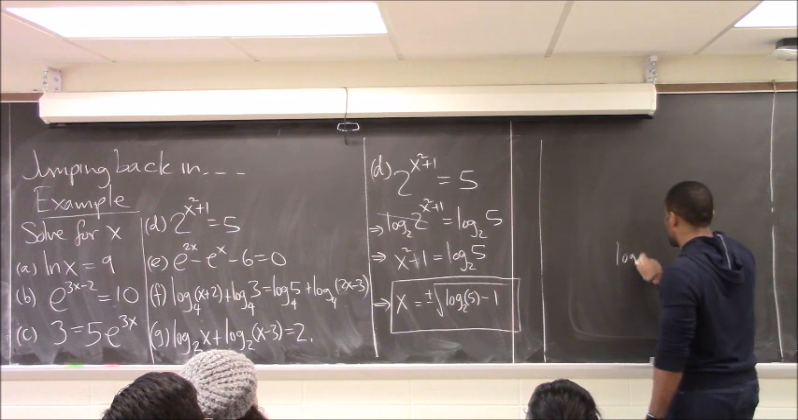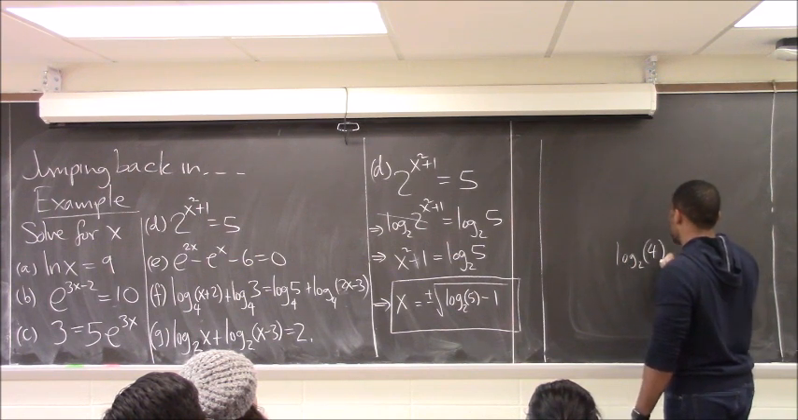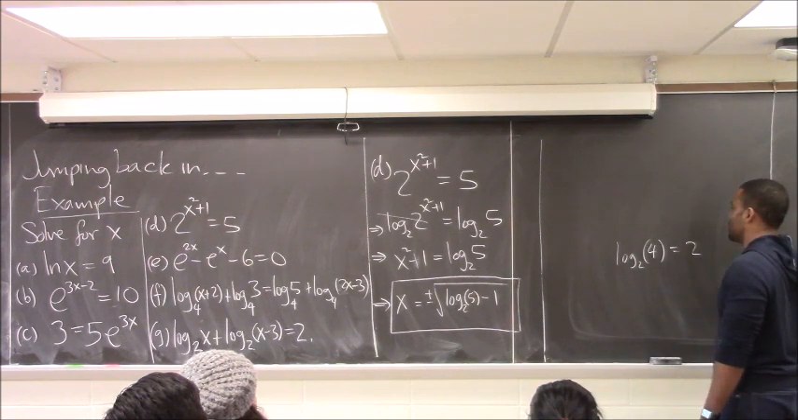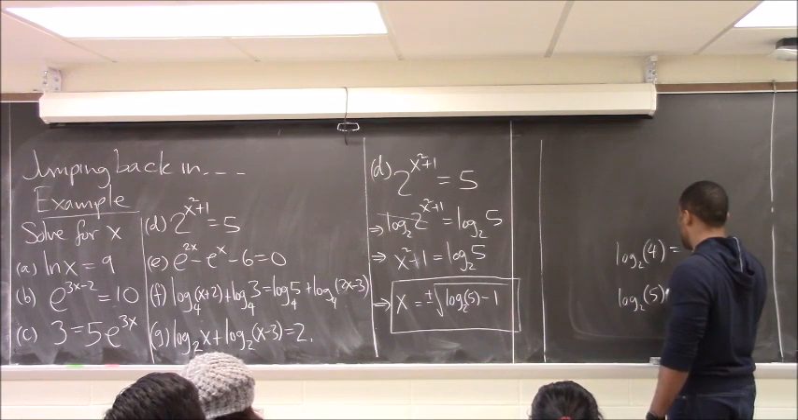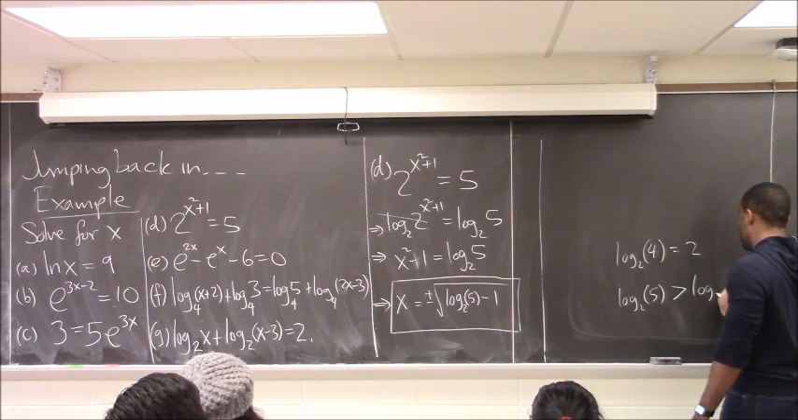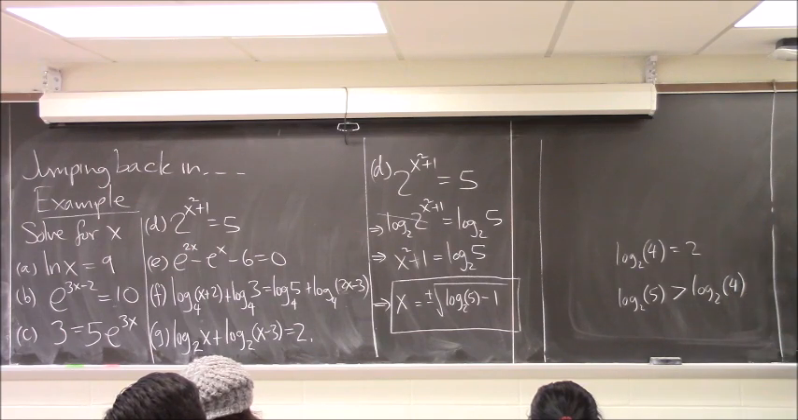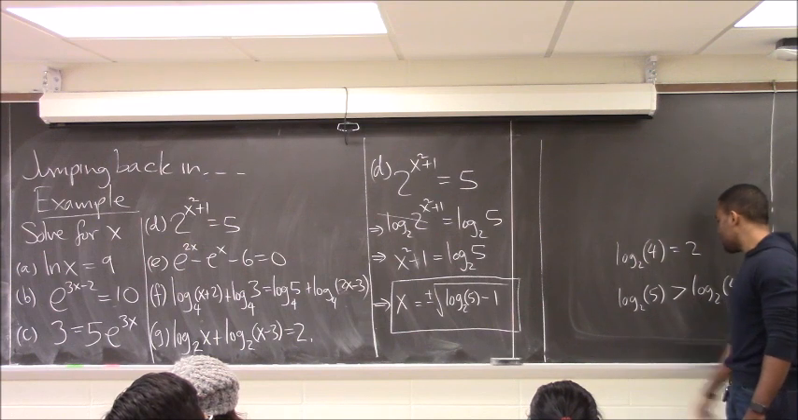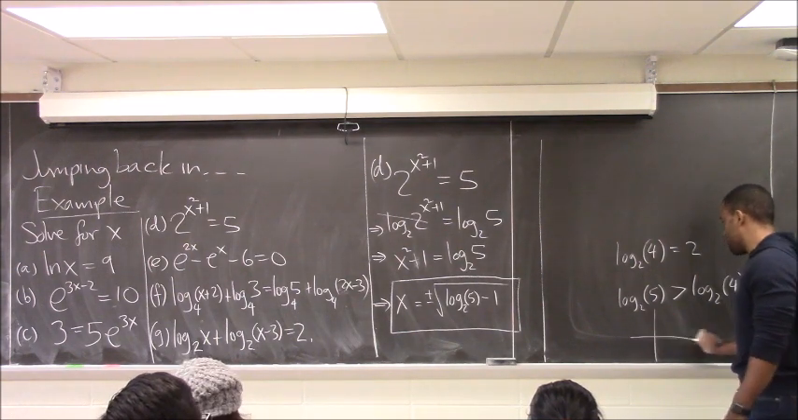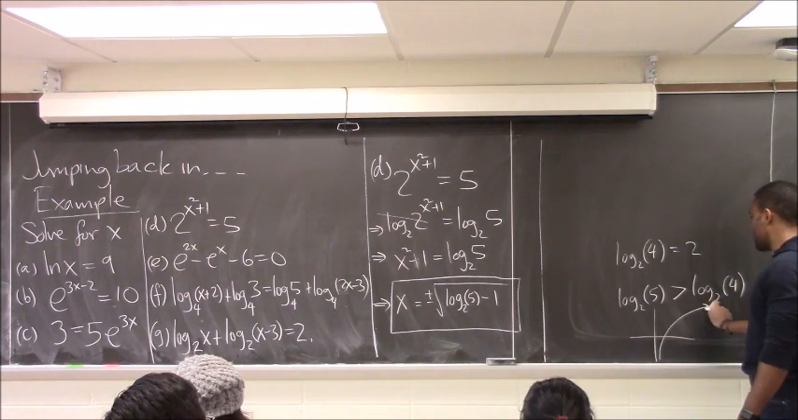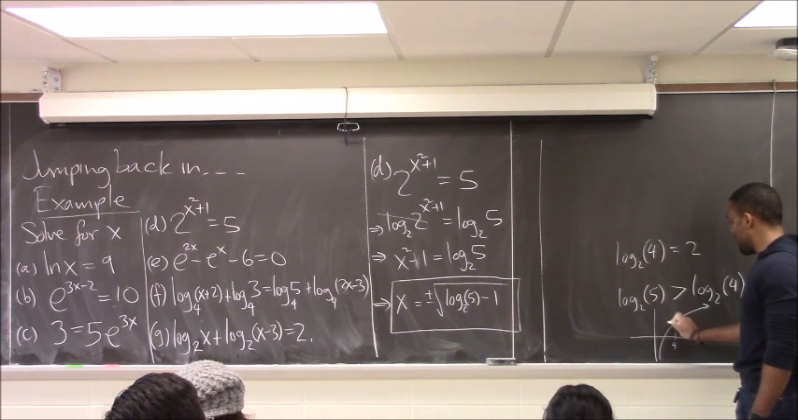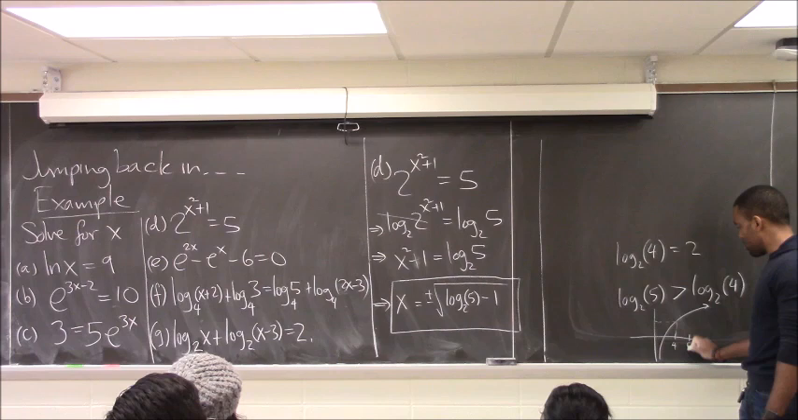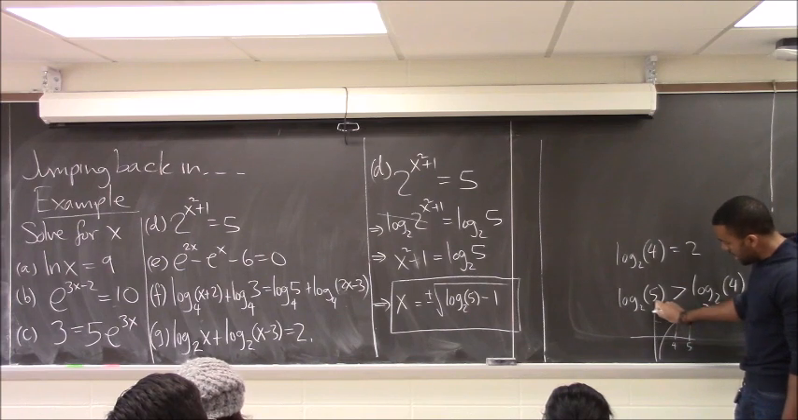We know that log to the base 2 of 4 is 2. And we also know that log to the base 2 of 5 is bigger than log to the base 2 of 4. Now there are tons of ways you can figure that out. One is from just the definition of what a logarithm is. Another is from the graph. Know that the log graph is increasing, which means if 4 gives some answer, and 5 is more to the right, it will give a bigger answer.